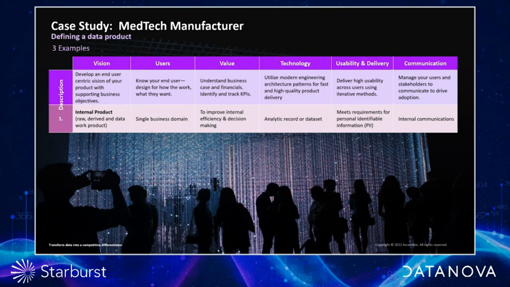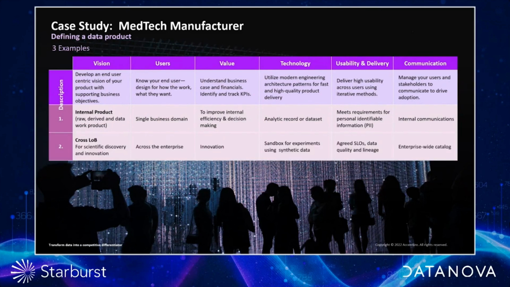And that technology and that interface might be an analytical record, right? It might be something like that. And we're going to have some centralized governance to make sure that we're adhering to things like PII standards and the communication. If we're all on the same team, there might be an internal wiki. I might even know the other team members and reach out to them directly, right? That's one type of product.